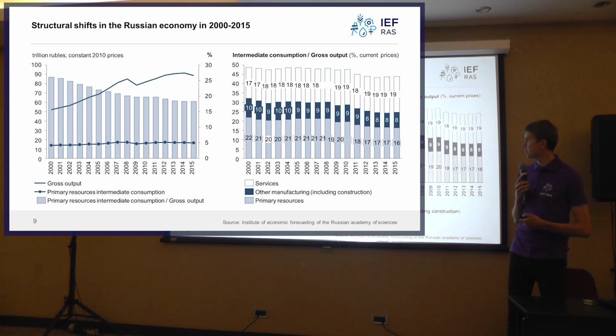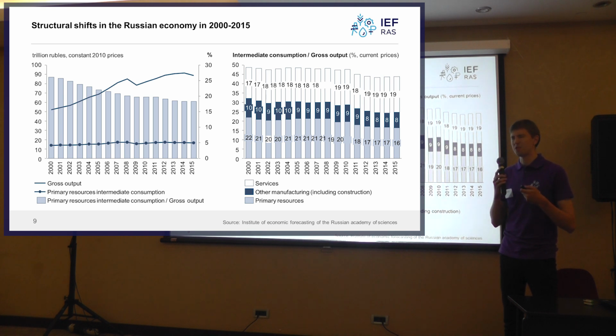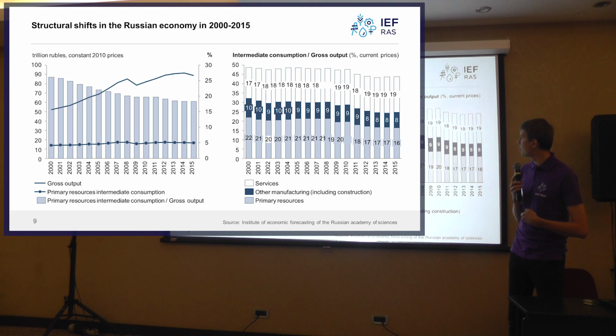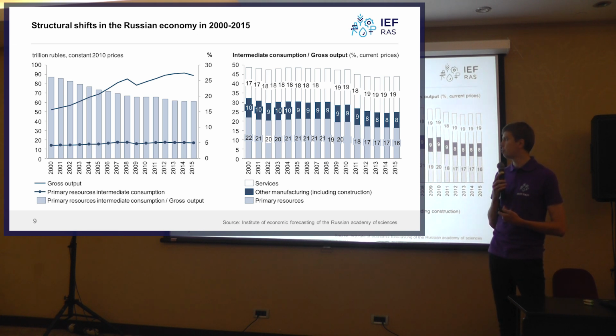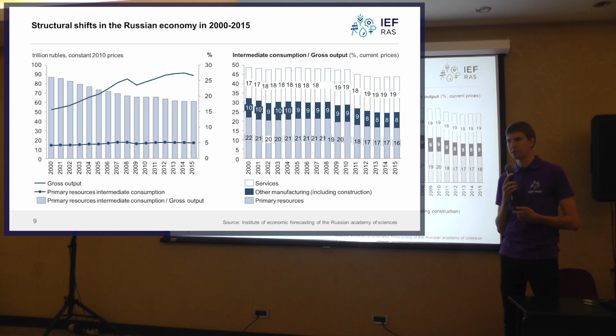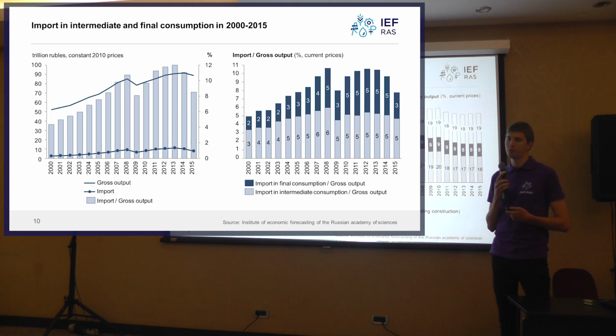This graph is the same, but in current prices. This one is in constant prices, and this in current prices. And we see that intermediate consumption is reducing. Share of intermediate consumption in gross output is reducing, and primary resources consumption and other manufactured goods consumption is reducing much faster. But the share of services consumption is increasing, and that's another factor of reducing of multiplier effects for agriculture, because service activities usually, as a rule, have lower multipliers.